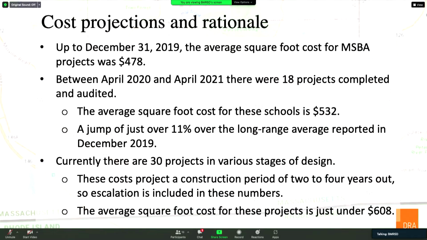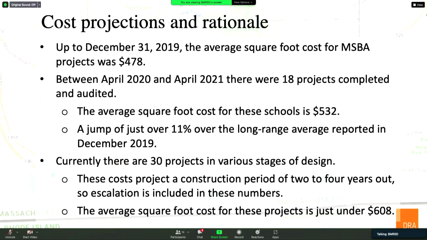Then between December 2019 and April 2021, there were 18 projects committed. It says April 20, but there's not much in between those two that affected. So we can say December 2019 to April 21. The average square foot cost jumped from 478 to 532, about 11% to April of this year.